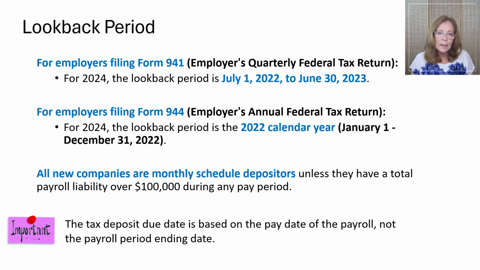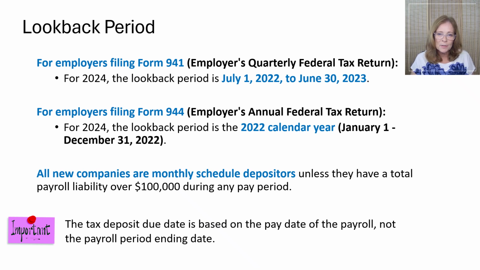For employers filing Form 944, employer's annual federal tax return, the look-back period for 2024 is the 2022 calendar year, January 1st to December 31st, 2022. This applies if you filed Form 944 in 2022 or 2023, or if you're filing it in 2024.